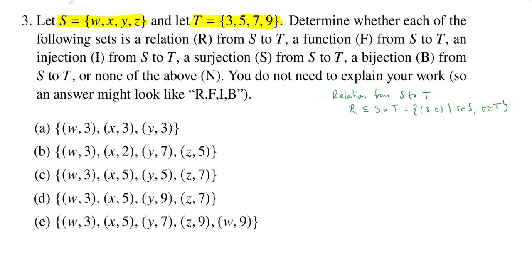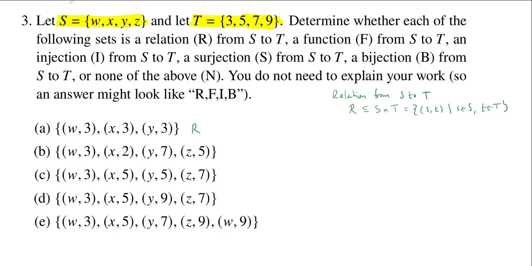So let's see, does this work? Is it a relation from S to T? Is it a subset of S cross T? Well, W comma 3. That is certainly something that has something from S comma something from T. X comma 3. Y comma 3. Yeah, absolutely, this is definitely a subset. So I can put R here. Let's look at the next one. W3, that's the same thing. And look, W3 on all of these, that's definitely in S cross T.